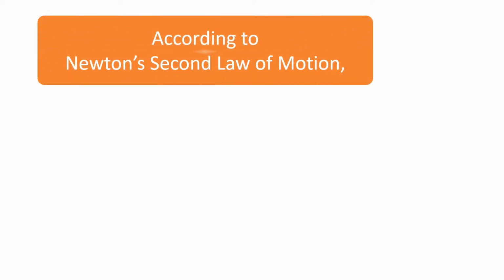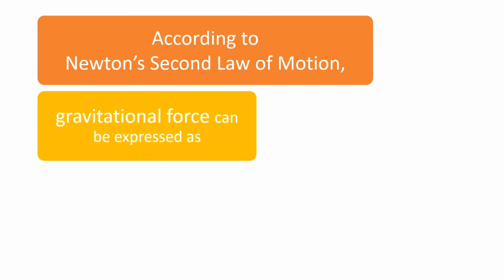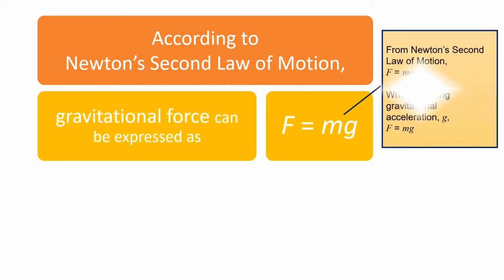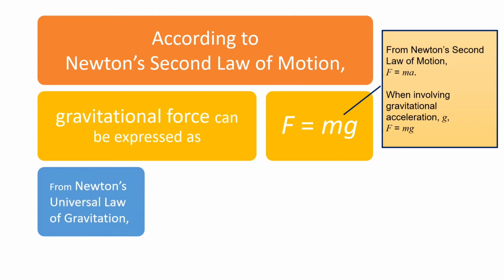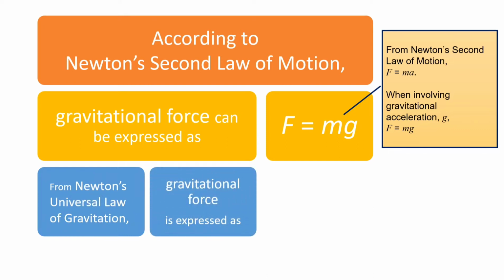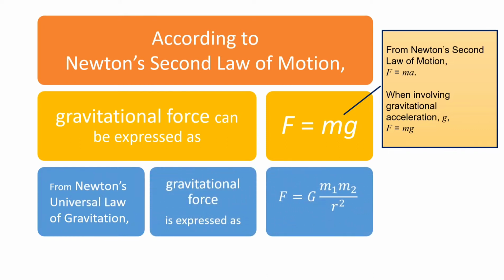According to Newton's second law of motion, gravitational force can be expressed as F equals mg. You may ask, why mg? Why not ma? Because when gravitational acceleration is involved, we use the symbol g. Then from Newton's universal law of gravitation, gravitational force is expressed as G m1 times m2 over r squared.